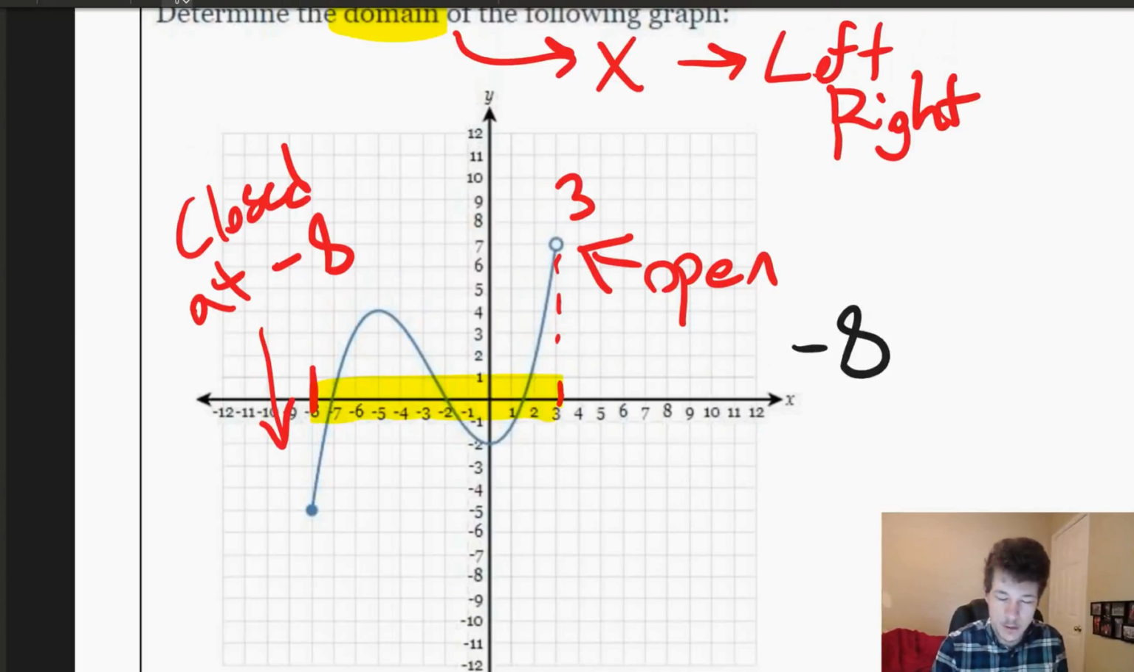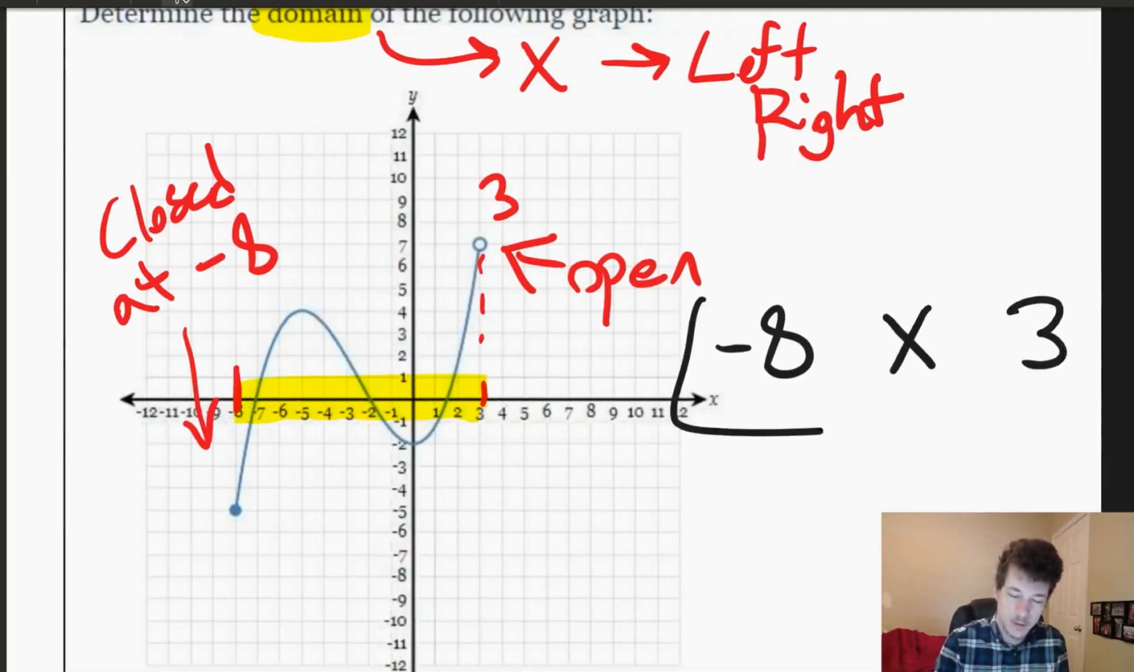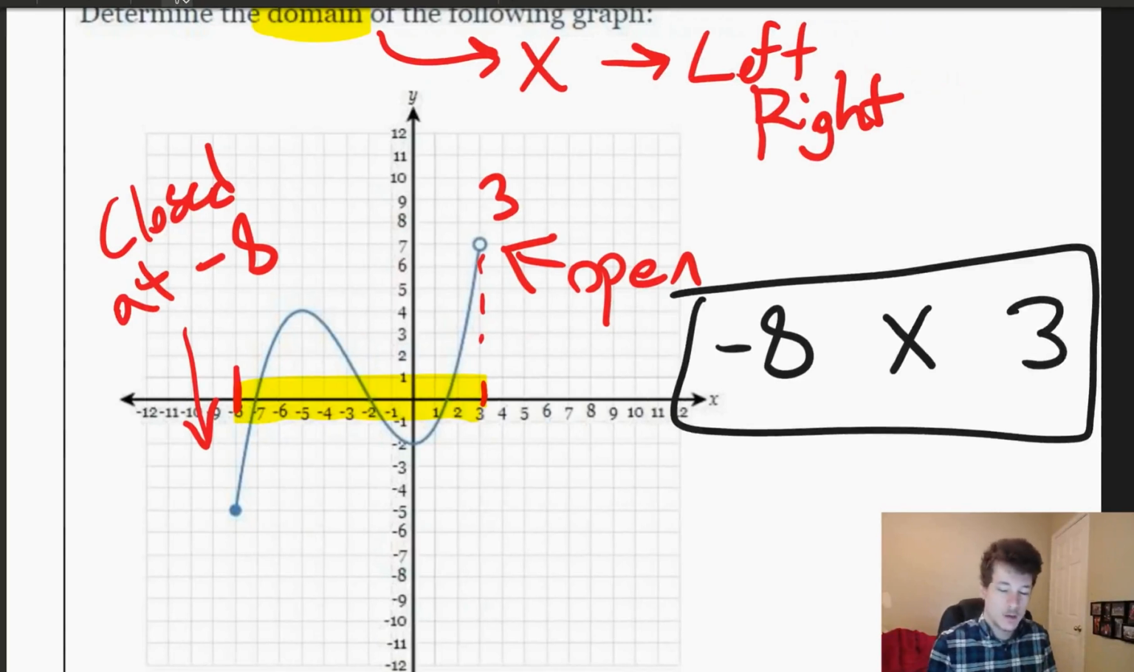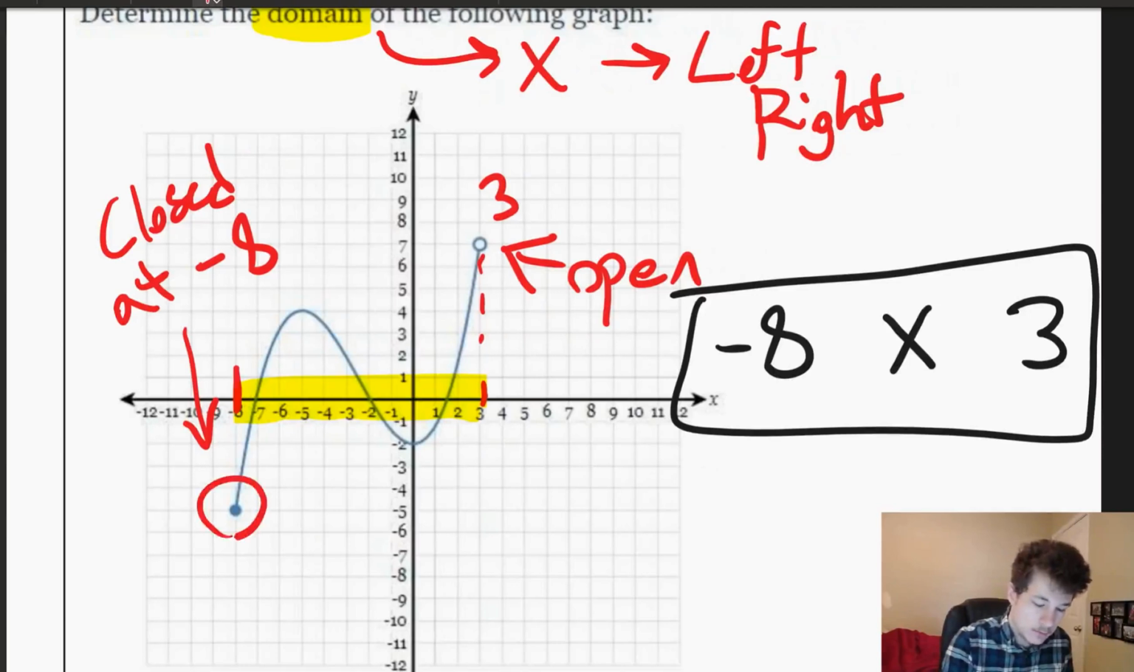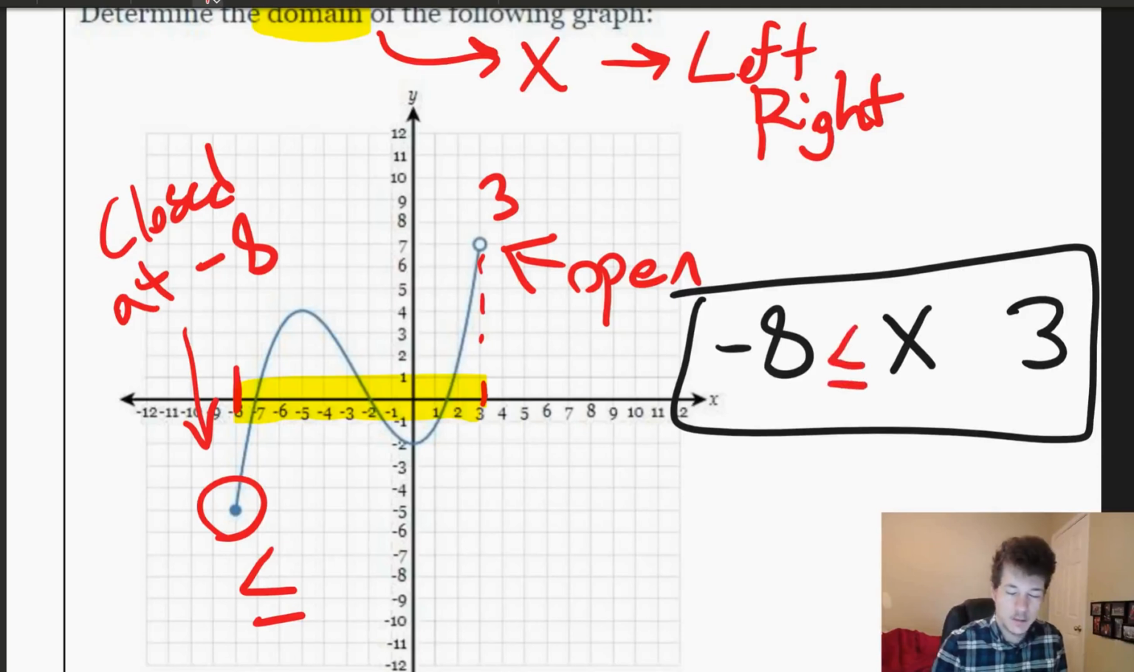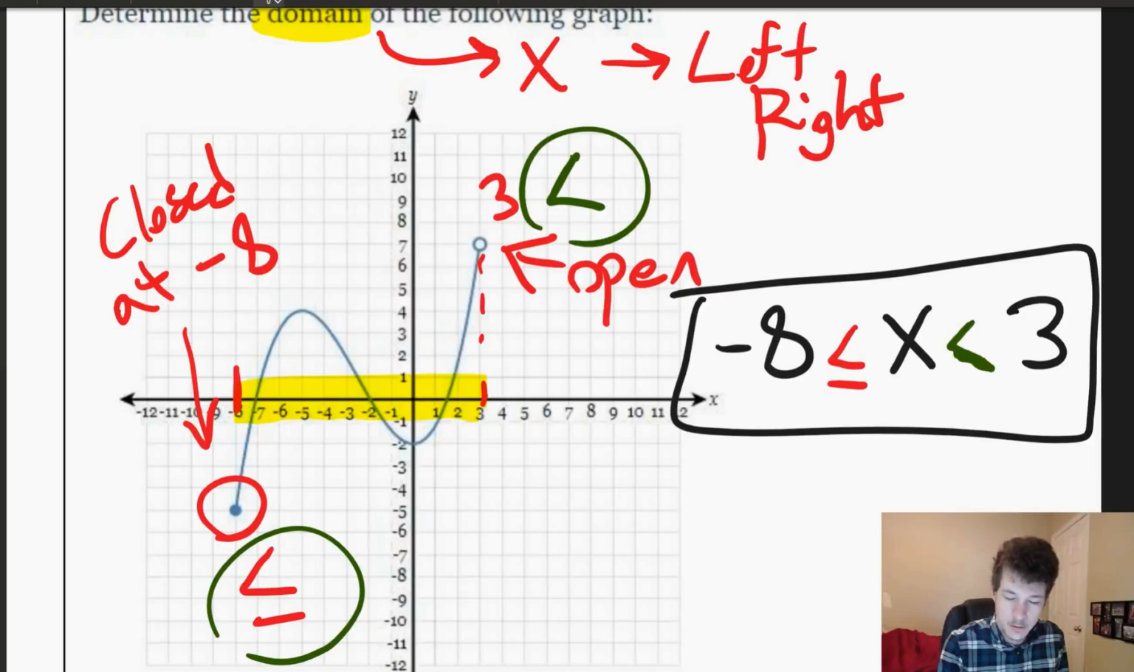So I can already start writing my answer. I know it's domain, so it's going to have an x in the middle, and I'm going to put -8 on the left and 3 on the right. This will be my final answer. And here's how you determine what goes into these different spaces. We already said that for closed dots, we have to use less than or equal to. Since that's at -8, that's where we'll put that: less than or equal to -8. For open dots, we have to use a less than sign. So for closed, you use this symbol. For open, you use this symbol. So we'll put that here. I'll even put open and closed.